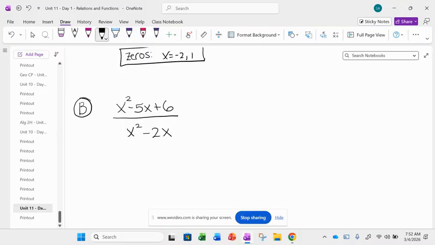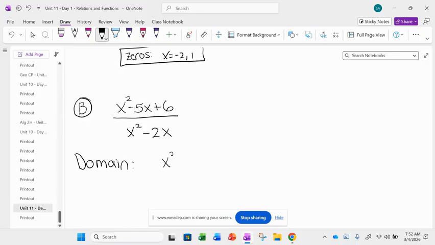Okay, let's go over this. So again, I wanted us to find the domain and the zeros. So for the domain, there's two things that can affect it. First thing is a variable in the denominator. Second thing is a variable underneath a radical. In this scenario, what do we have? A variable in the denominator. So we need to make sure that denominator does not equal 0.